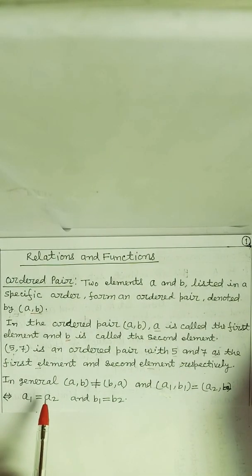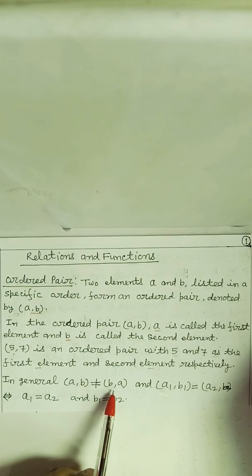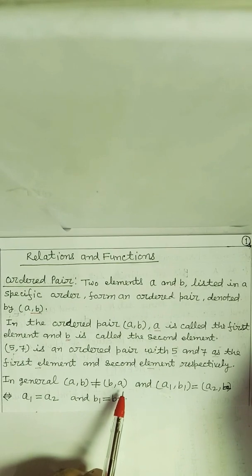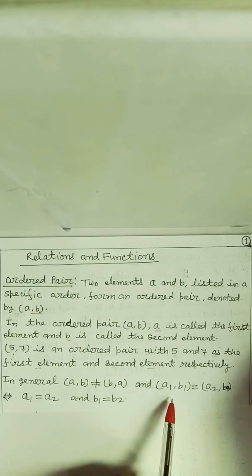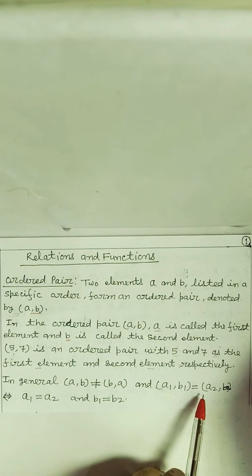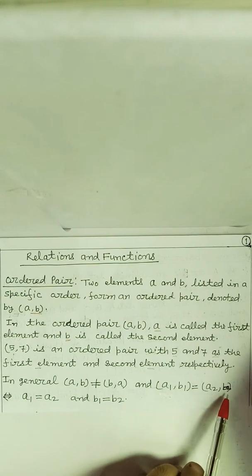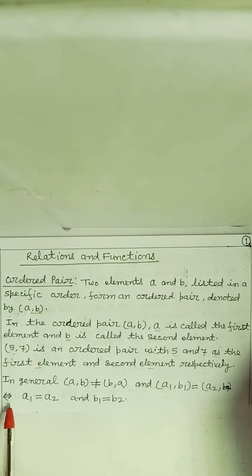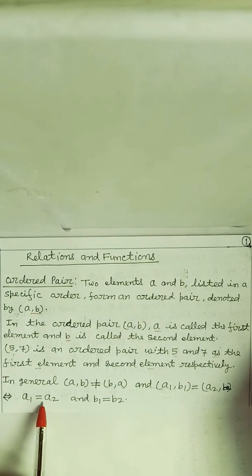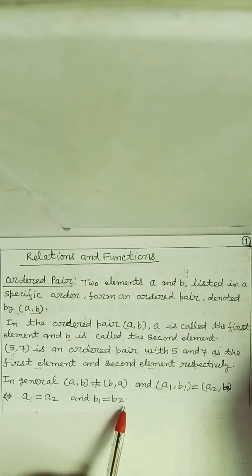In general, ordered pair (A, B) is not equal to (B, A), and two ordered pairs are said to be equal, that is (A1, B1) equal to (A2, B2), if their corresponding elements are equal, that is, if and only if A1 is equal to A2 and B1 is equal to B2.